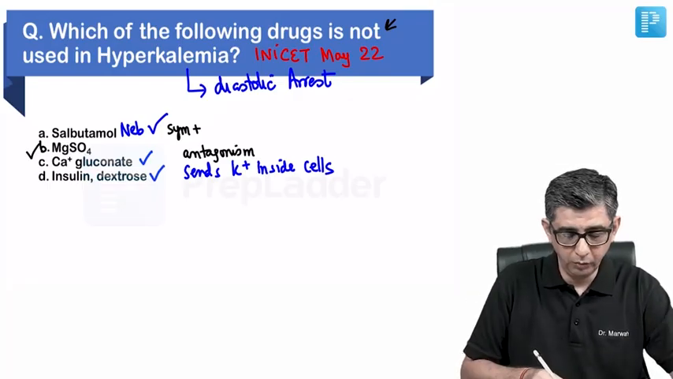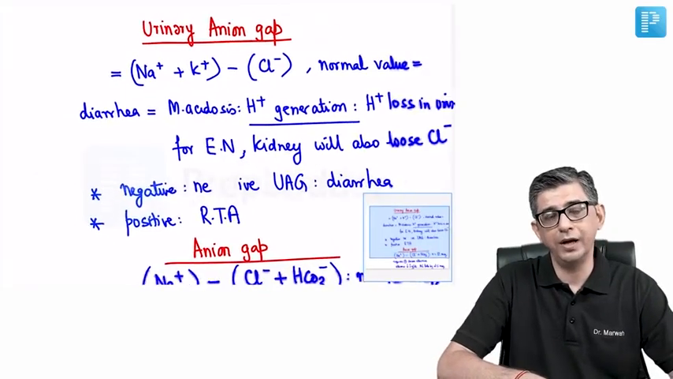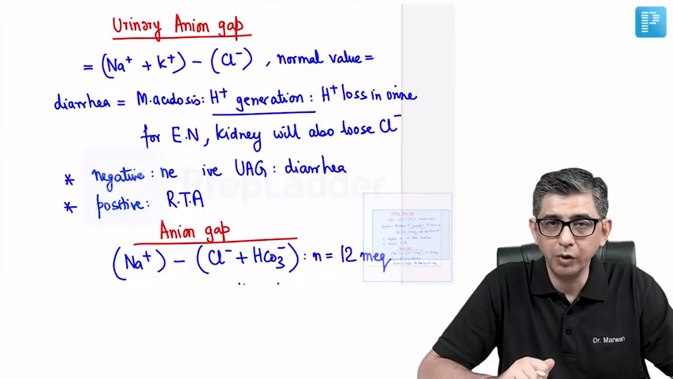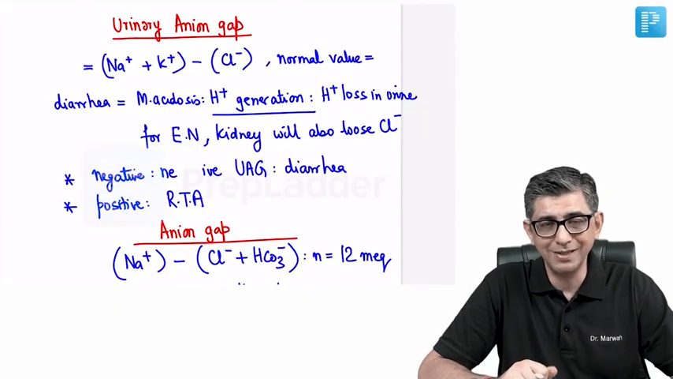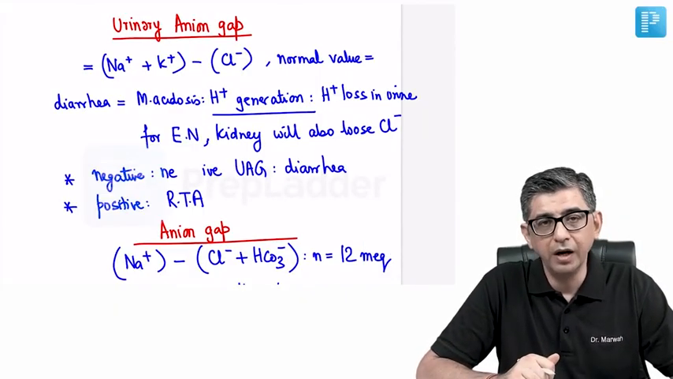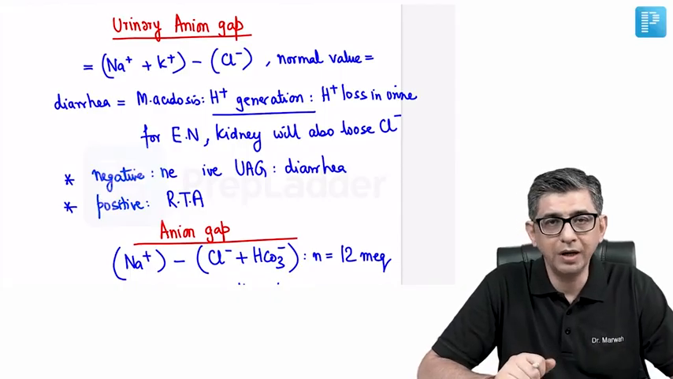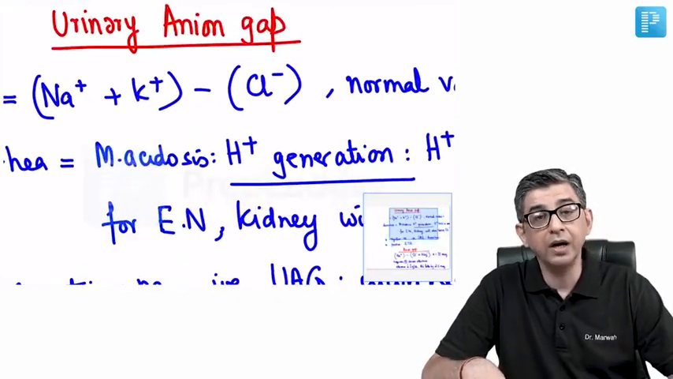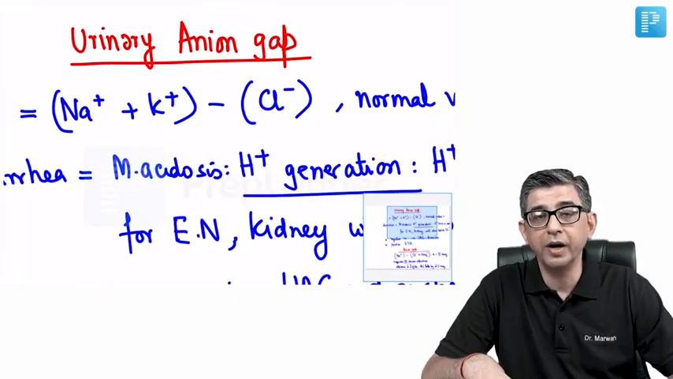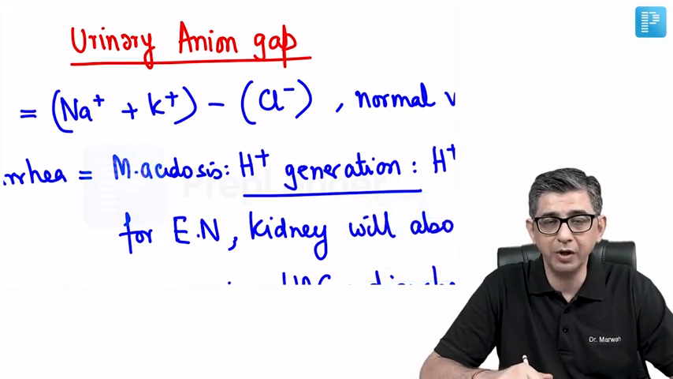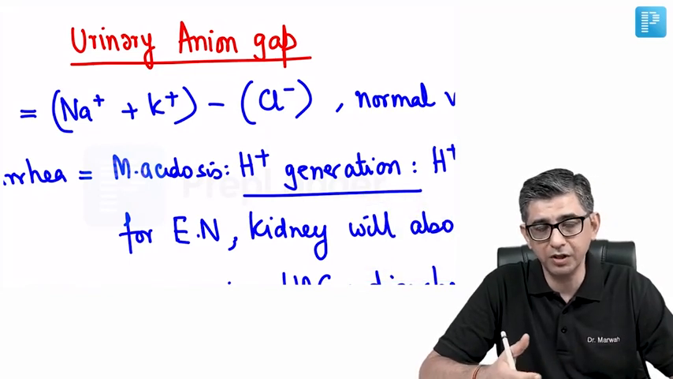Now moving to the next concept, that is about anion gap. Usually they ask about urinary anion gap and the standard plasma anion gap as well. I'll first focus on the urinary anion gap. The formula for urinary anion gap does not incorporate bicarbonate. It is sodium plus potassium, and from the positively charged ions you would be subtracting chloride.